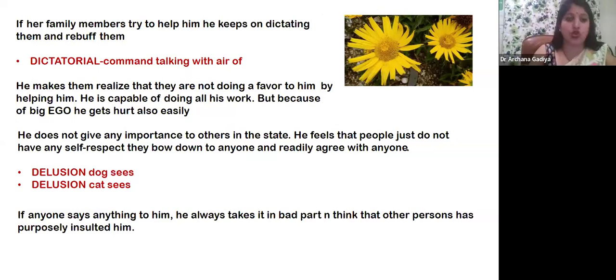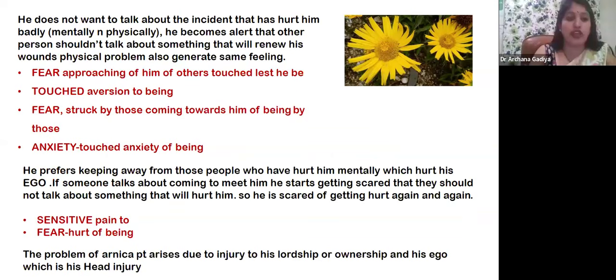He just does not have any respect for them. If anyone says anything to him, he always takes it in a bad way and thinks the other person is purposely insulting him. He does not want to talk about the incident that has hurt him badly. It is at the level of mental and physical, both. So he becomes alert that the other person shouldn't talk about the same thing, that you fell at that time and I have helped you, or you had to take help at that time.